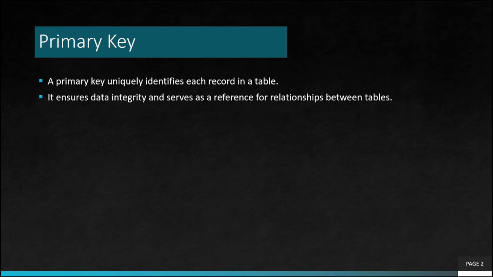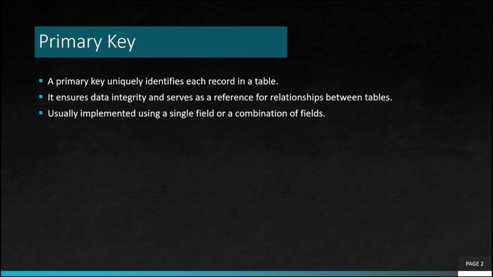So if a customer purchases a car, how will you know which car was purchased by which customer? This is where the primary key becomes what is called a foreign key in the other table. So that is how it is used as a reference for relationships between tables. A primary key can be implemented as a single field or a combination of fields. You'll soon understand what I mean by this.